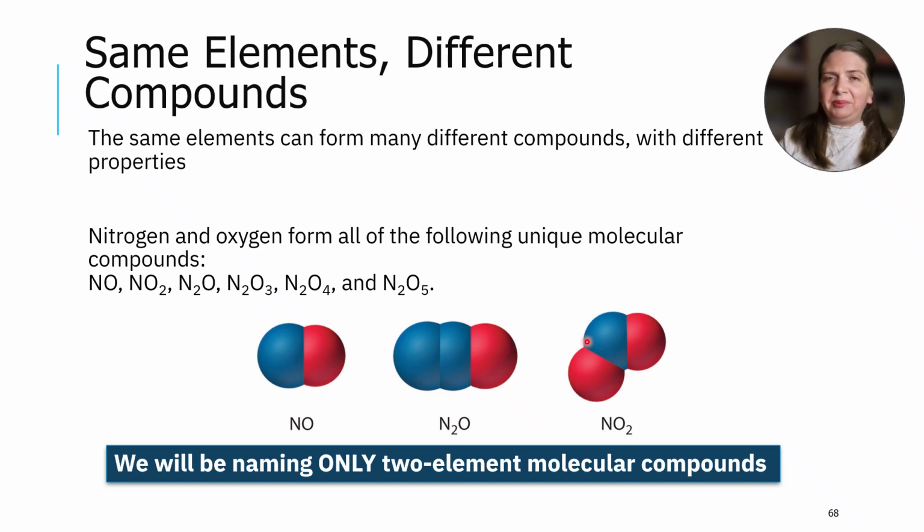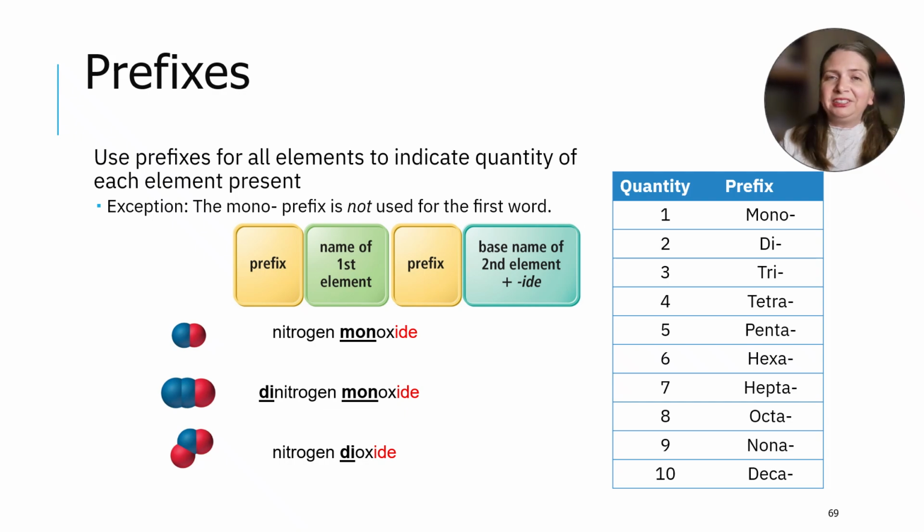The same nonmetal elements can combine in many different ways to create many different compounds, and each compound has unique properties. For example, nitrogen and oxygen can combine to form NO molecules, NO2 molecules, N2O molecules, N2O3 molecules, N2O4 molecules, and N2O5 molecules. Although molecular compounds can contain more than two nonmetal elements, we will only be naming molecular compounds made out of two nonmetal elements. Because nonmetals can combine in many different ways, the name of a molecular compound must specify how many of each element is present within the molecule.